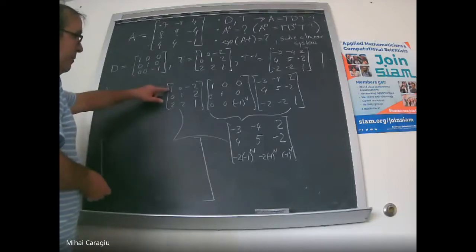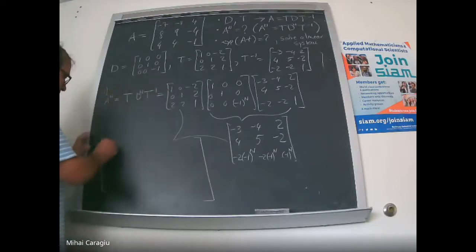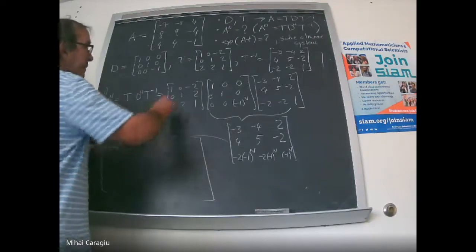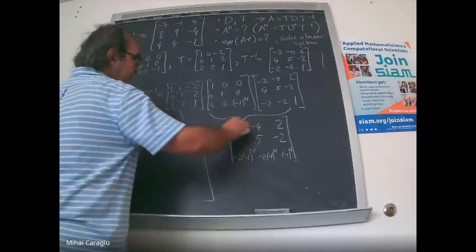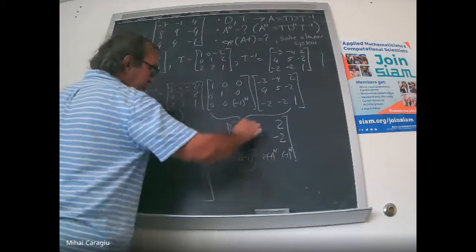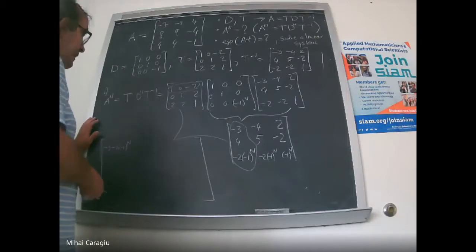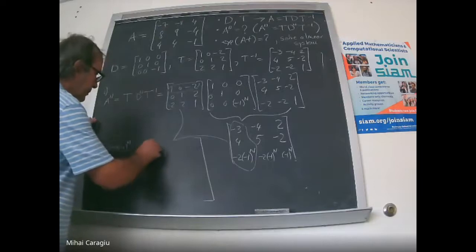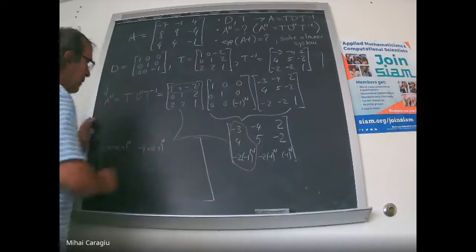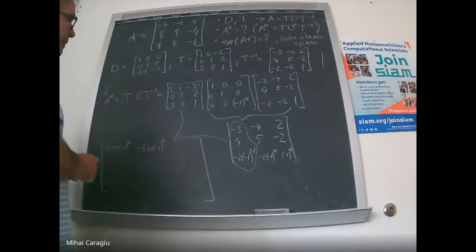Okay, minus 3 plus 4 times minus 1 to the power n. That's first, first row dot product with first column. So minus 3 plus 4 times minus 1 to the power n. Okay, first, second is minus 4 plus 4 times minus 1 to the power n. And first, third, we get 2 minus 2 times minus 1 to the power n.